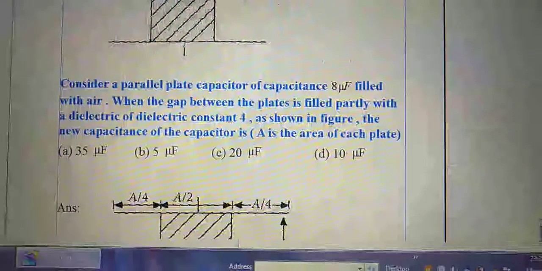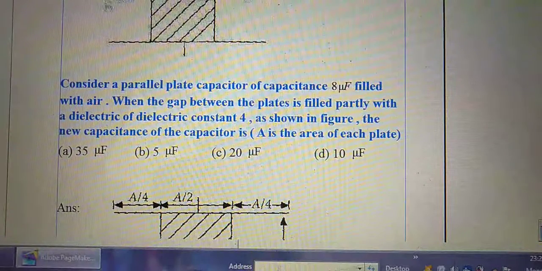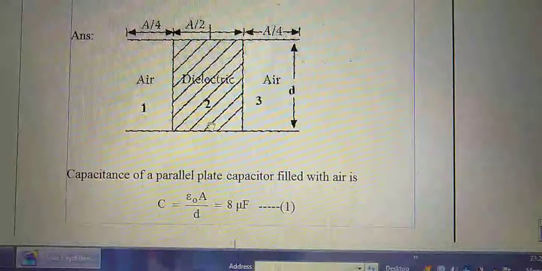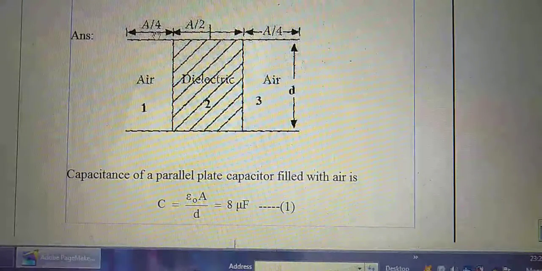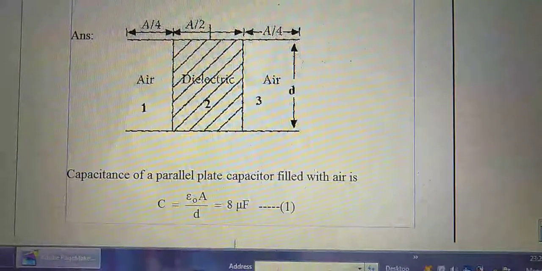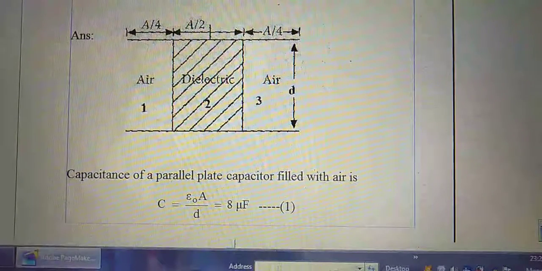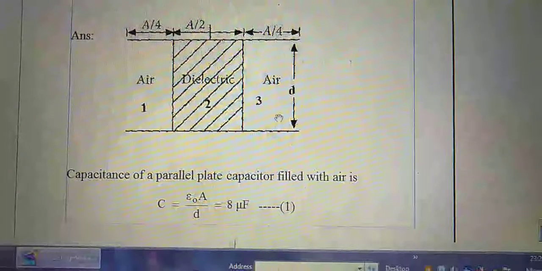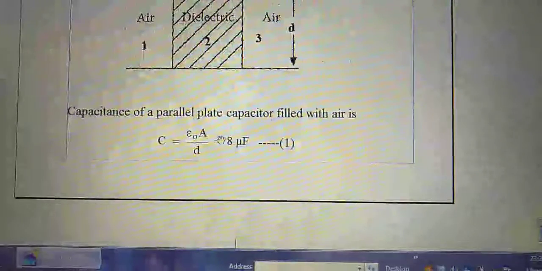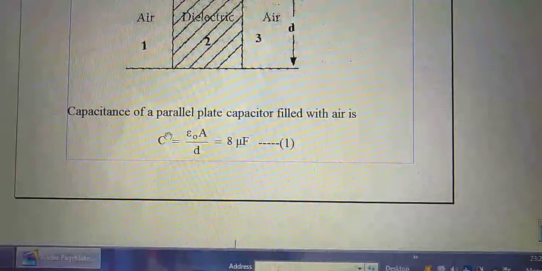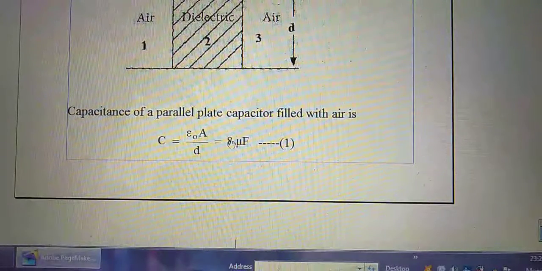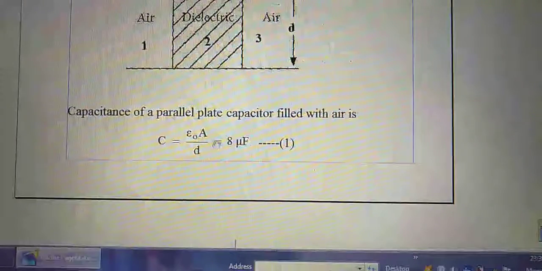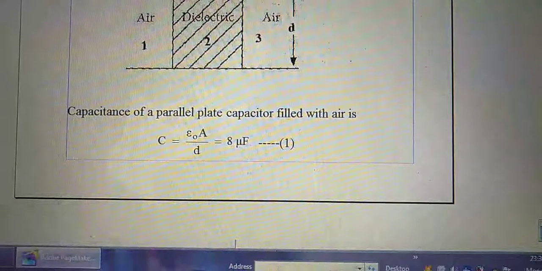Now how many capacitors are there? 1, 2 and 3. This is the one capacitor, this is the another capacitor, this is another, and these three are in parallel. So our aim is that we have to find out the value of first, second and third. And we know when the parallel plate capacitor is filled with air, its value of capacitance is C equal to epsilon naught A by D, that is given 8 microfarad. Okay.